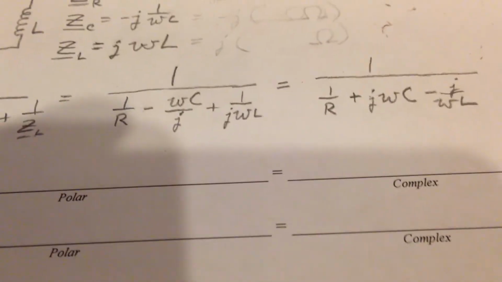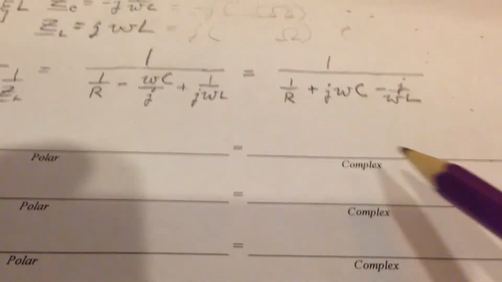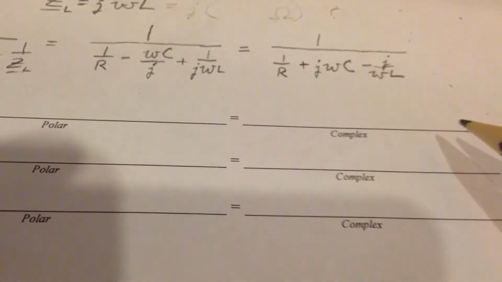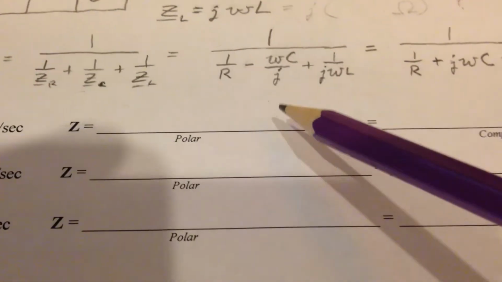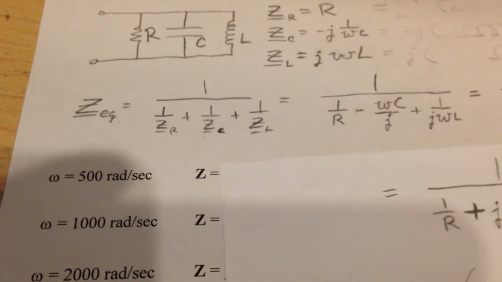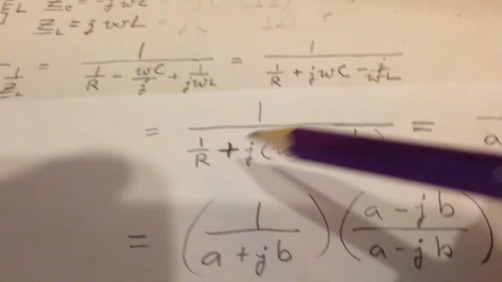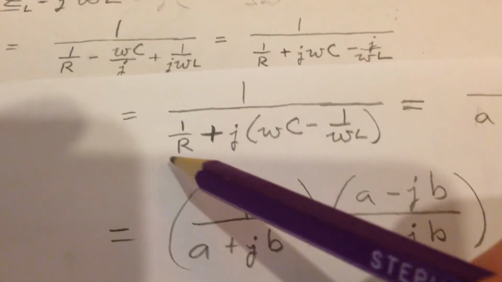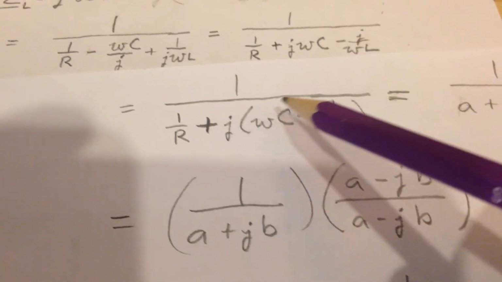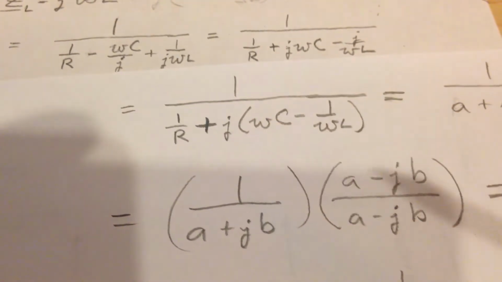Alright, so the next thing you want to do is try to find a way that you can get the complex expression, because this is 1 over a complex number, but we really want a complex expression so that we can get the polar expression after that. So the next thing you can do is factor out the j to make it look more like a real number plus an imaginary part like that, but it's still a reciprocal.